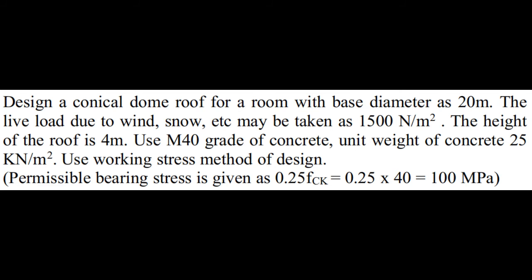Design a conical dome roof for a room with base diameter as 20 meter. The live load due to wind, snow, etc. may be taken as 1500 Newton per meter square. The height of the roof is 4 meter. Use M40 grade of concrete. Unit weight of concrete is given as 25 kilonewton per meter square. Use working stress method of design. Permissible bearing stress is given as 0.25 FCK.